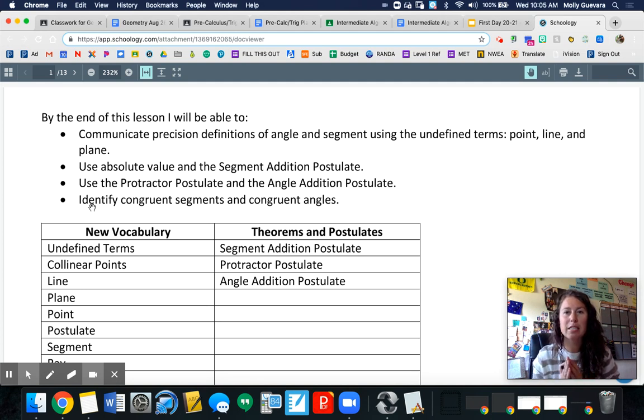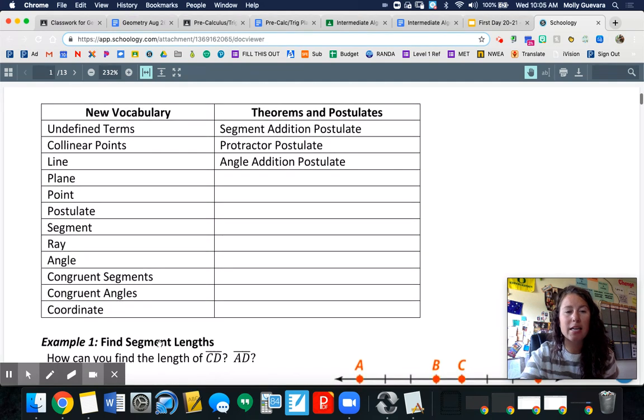Congruent means the same, or the same length, or the same measure. So we're going to say, hey, are these 2 line segments the same? Are these 2 angle measures the same? What goes along with that today is there's a lot of new vocabulary. So we are going to focus on our new vocabulary, all of my new vocabulary and all of my theorems and postulates.